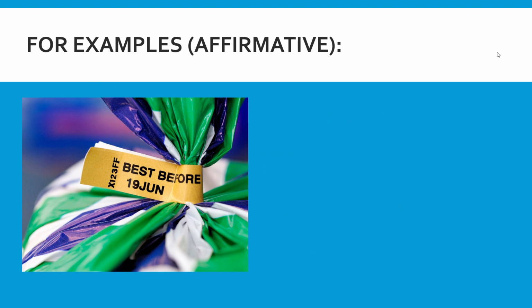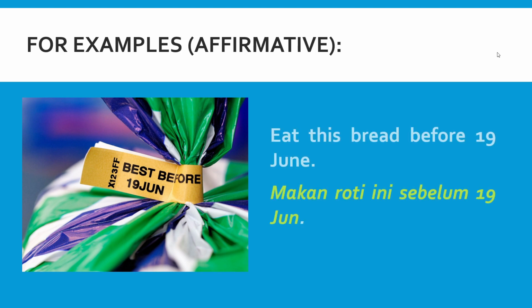We can see from the picture here, it is about food. It is about the expiry date of a food, since it's written best before 19 June. So this is an example of a sentence that we can make. Eat this bread before 19 June. Makan roti ini sebelum 19 hari bulan Jun. So obviously, I'm giving you instruction to make sure that you eat this bread before 19th of June.